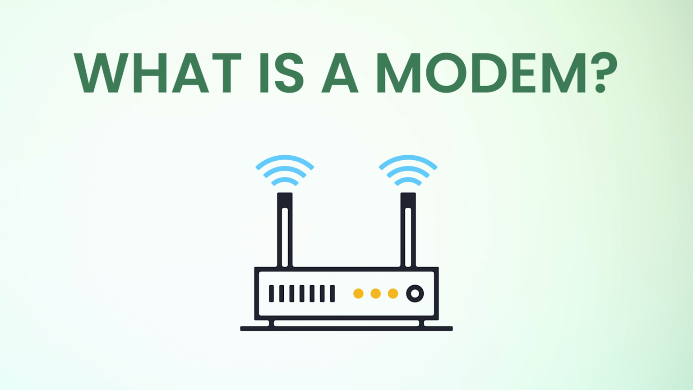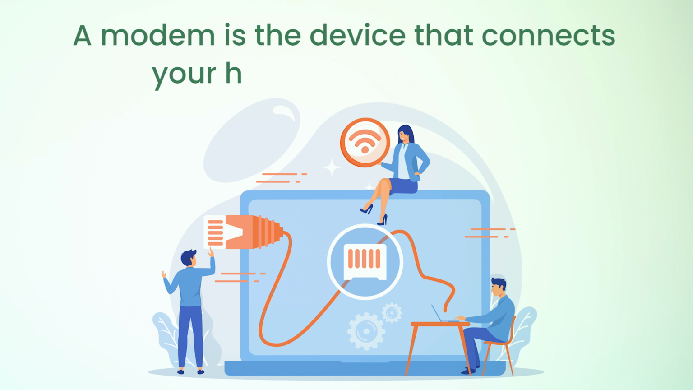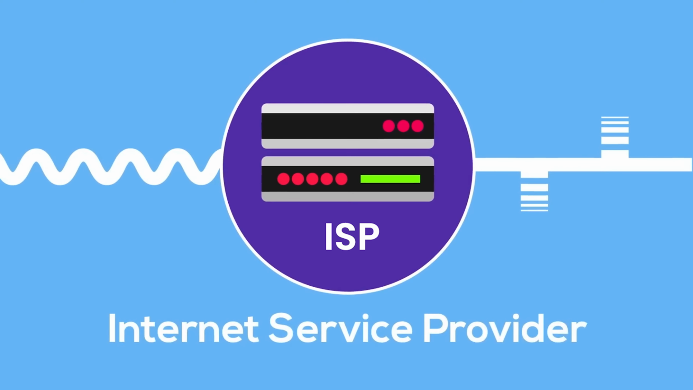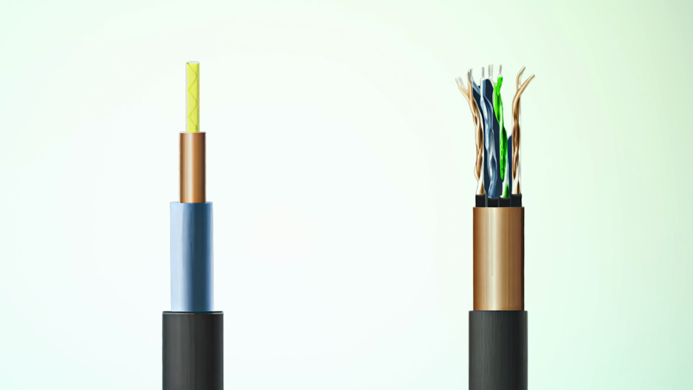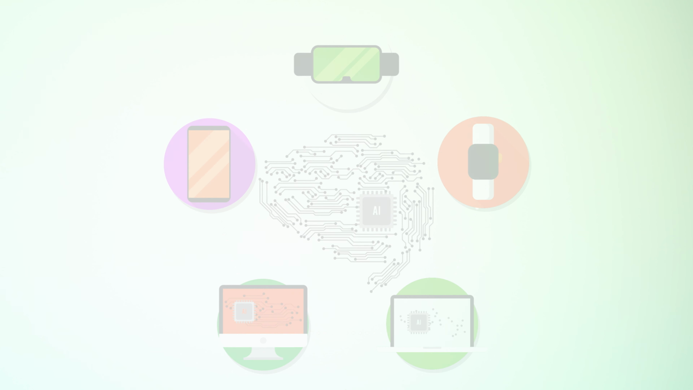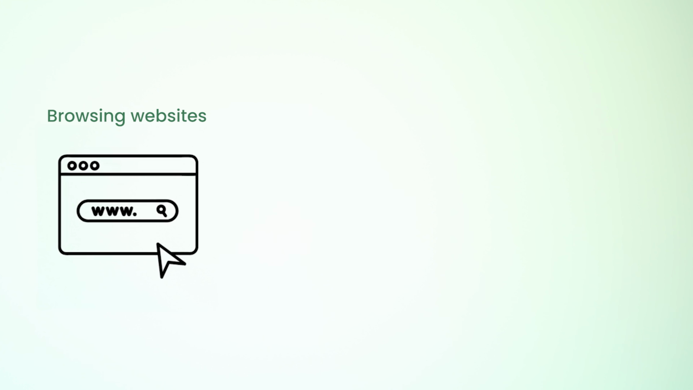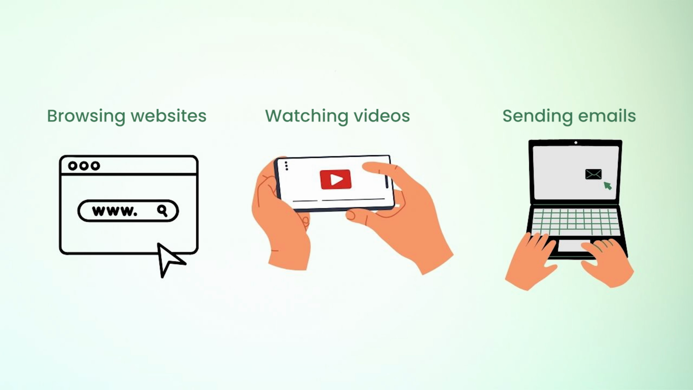What is a modem? So how does your home get internet from these cables? A modem is the device that connects your home to the internet. Without a modem, computers cannot connect to the internet. It receives signals from your internet service provider, ISP, through optical fibers or copper cables, and converts them into a form your devices can understand. This makes browsing websites, watching videos, and sending emails possible.